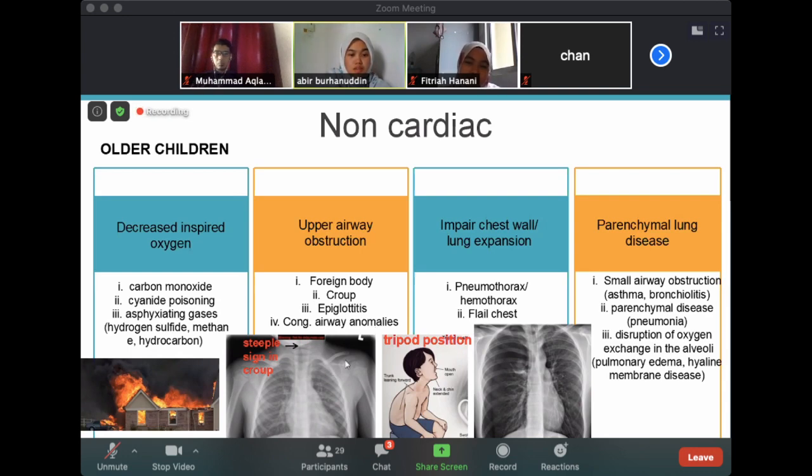Below, you can see the X-ray in a croup patient. There is a special sign we call the steeple sign, which can be seen in croup. Then the third one is epiglottitis, where we can observe the tripod position. Okay, impaired chest wall or lung expansion, where the lungs tend to have less expansion due to pneumothorax and flail chest. And the fourth one is parenchymal lung disease like asthma, bronchiolitis, and pneumonia.